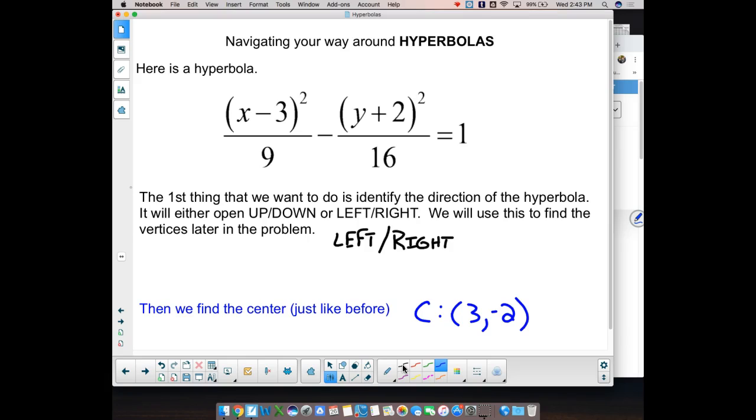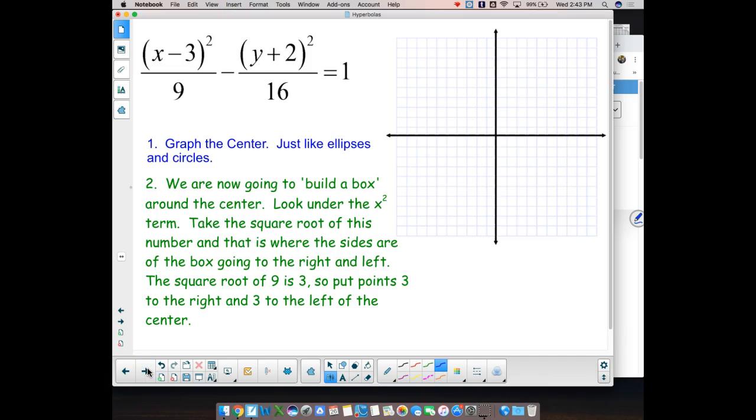So our center is at the point 3 comma -2. All right? Well, let's put that on there then. So if my center is at 3 comma -2, that's going to be right there. All right? So we put the center right on the graph. Okay? It's technically not part of the hyperbola, but it's the middle point. Everything revolves around it. It's the nexus of this hyperbola's universe. Okay?